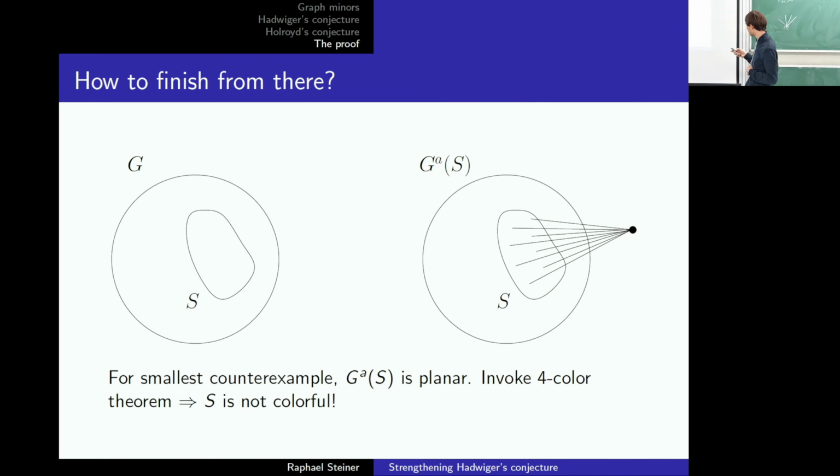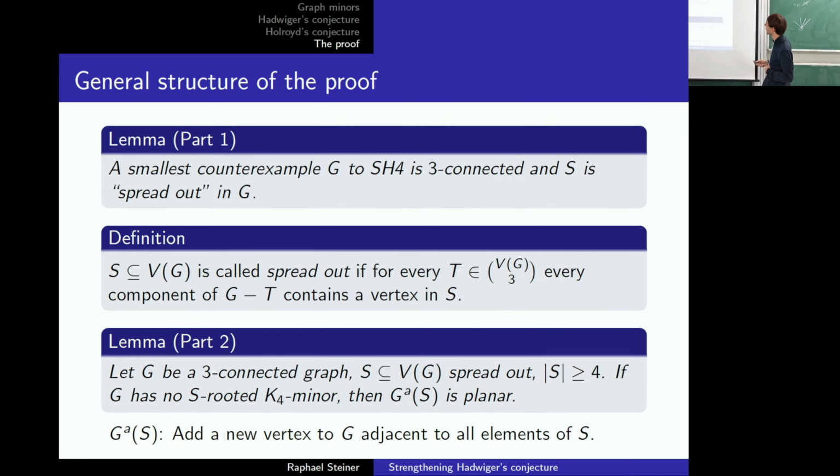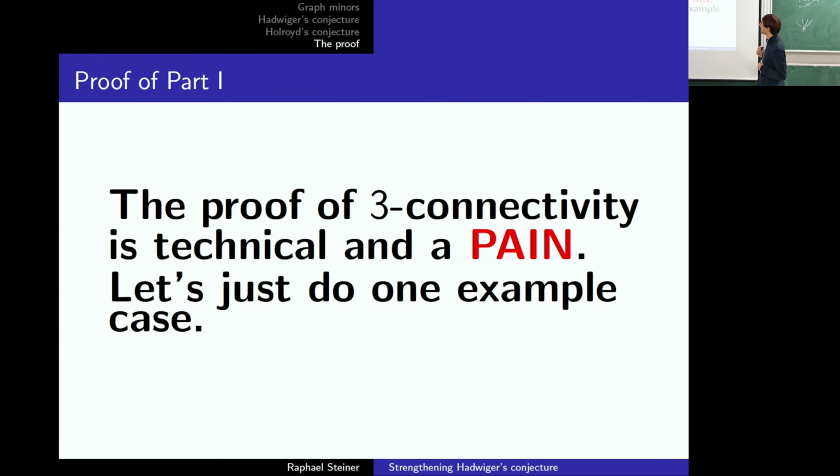Okay, so let's think about the two parts again. Let's first look at part one. We want to show that the smallest counterexample has some three-connectivity, and if we take a separator in the graph, then every remaining component has a vertex in this. I've been working this out, and this is annoyingly difficult actually. Maybe difficult is the wrong word, but there are really many cases, and you cannot avoid them. You have to do them.